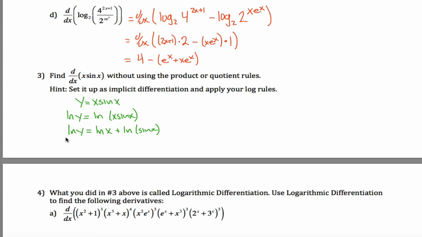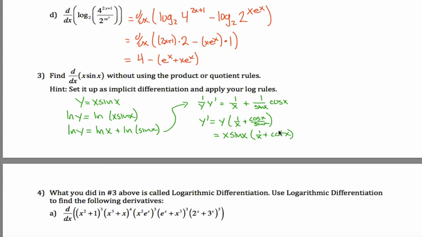So what I now can do is take the derivative of both sides of the equation without using the product or the quotient rule. The derivative natural log of y is 1 over y times y prime. The derivative natural log of x is 1 over x. And the derivative of the natural log of sine of x would be 1 over sine of x times the derivative of sine of x, which is cosine of x. So what I get is that y prime is equal to y times 1 over x plus cosine of x over sine of x. But I don't want to leave a y in my answer because y is this x sine of x thing. So my final answer, or one version of my final answer, might end up looking something like this.